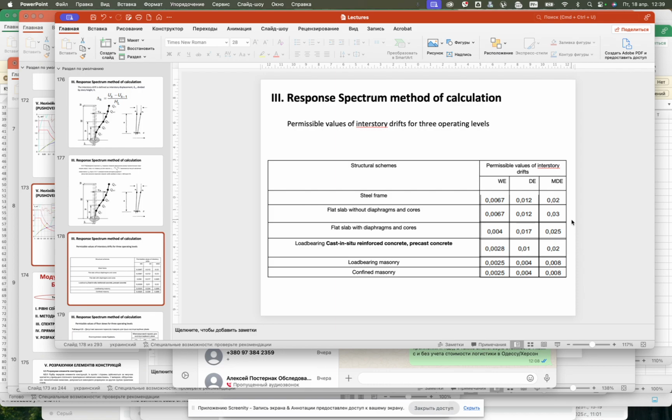But if during the calculation we will get more than 90 millimeters, that means that our building will fall down during the earthquake. So these rules were written by the blood of dead people.